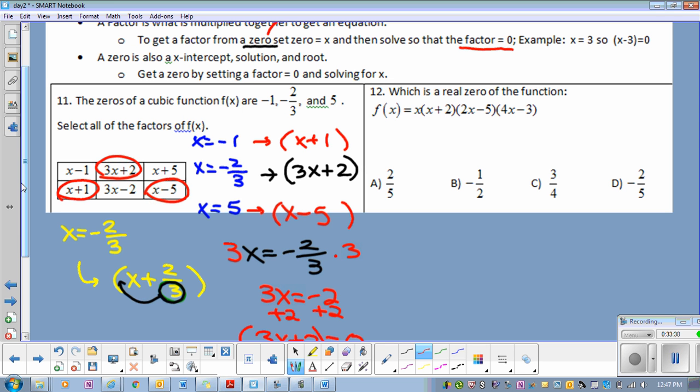Which is a real 0 of the function? They give you all of the factors, so what are the zeros? These are all just mini equations. That's all you're doing. Just a regular x, your 0 is 0. What about x plus 2? What is your 0? -2. What about this guy? 5/2. And that one? 3/4. We're just making each of those equal to 0 and solving for x. Well, then your answer is C.